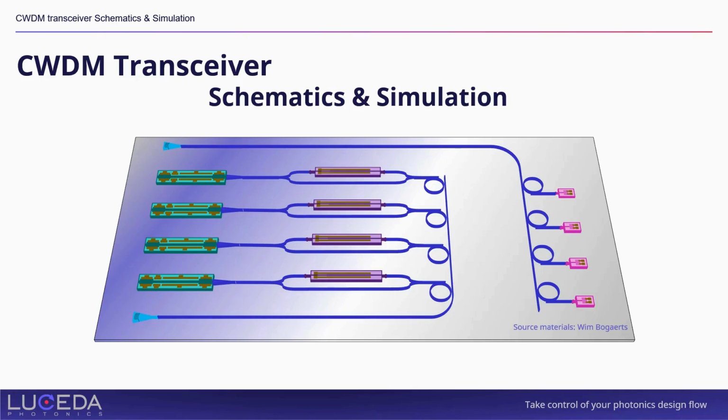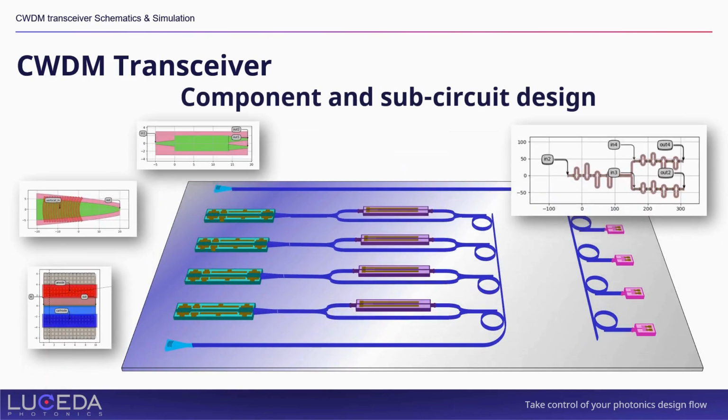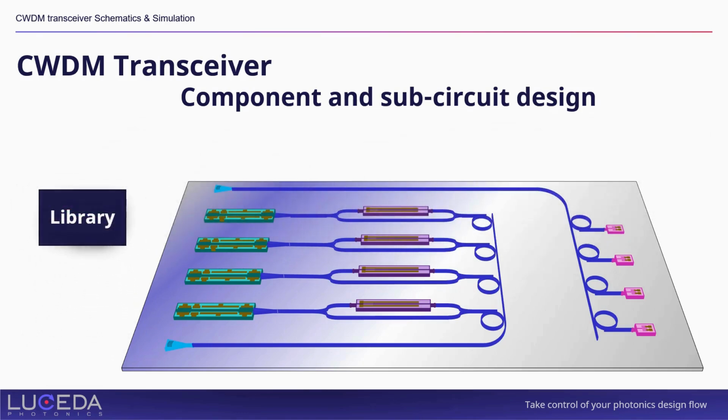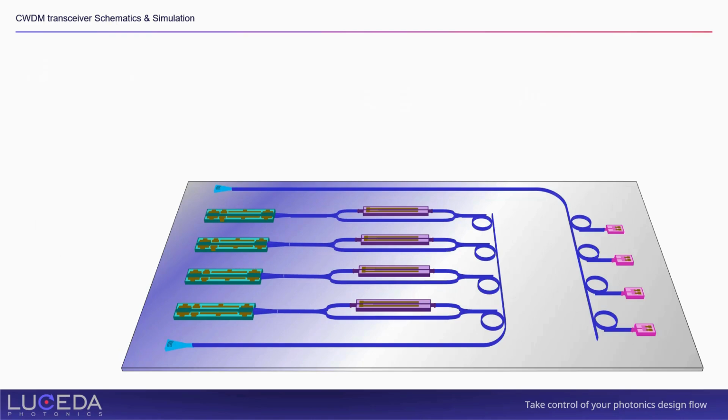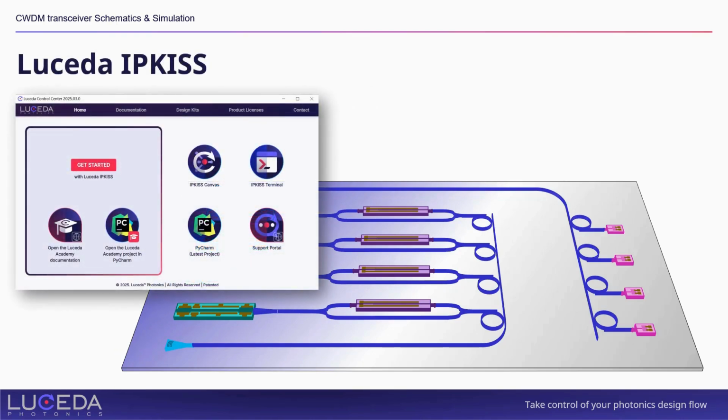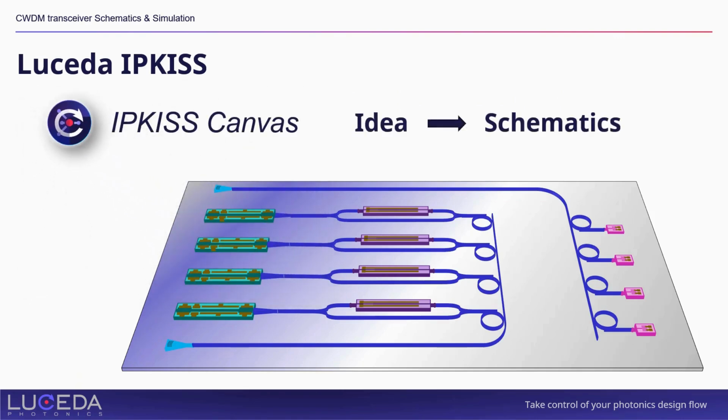Hi, in this video, we will introduce how to do CWDM Transceiver schematics and simulation using Luceda IPKISS. In the previous video, we showed how to do component designs and sub-circuit designs. We can add them to our own component library for circuit design. Now we can launch IPKISS Canvas to create the schematics of circuit using these building blocks.